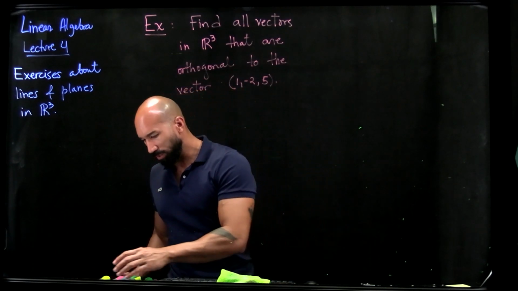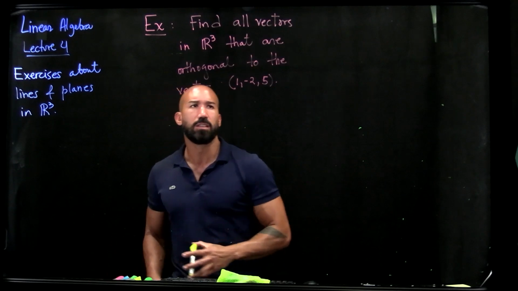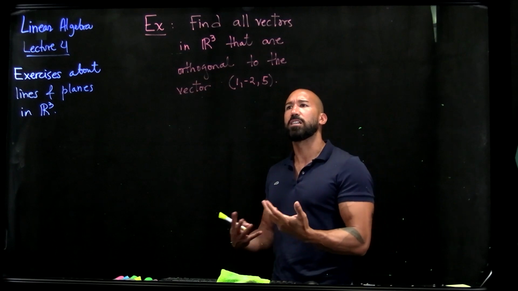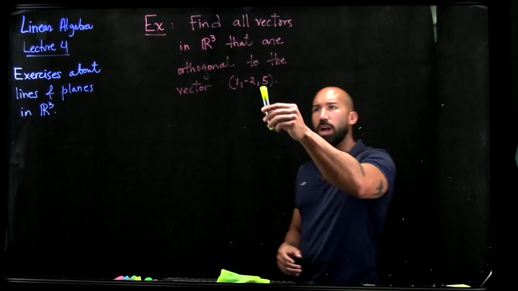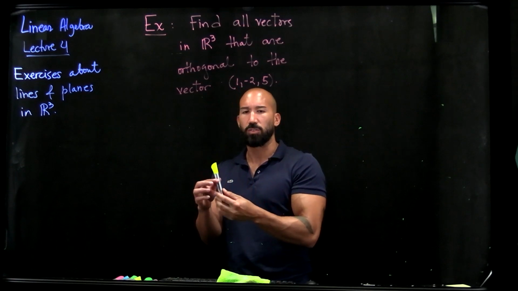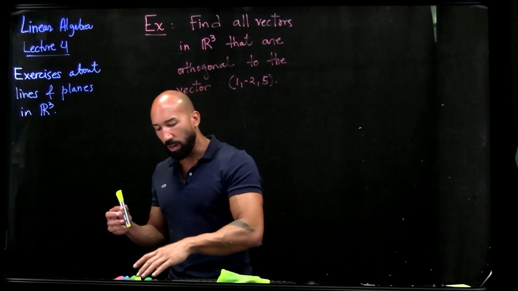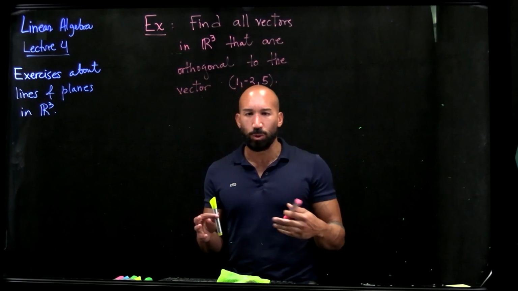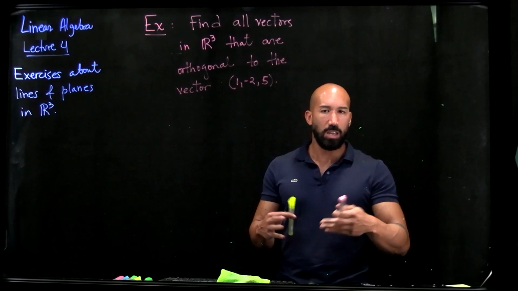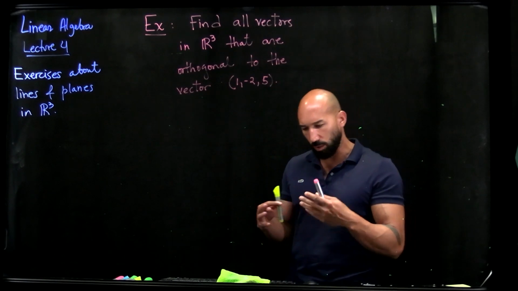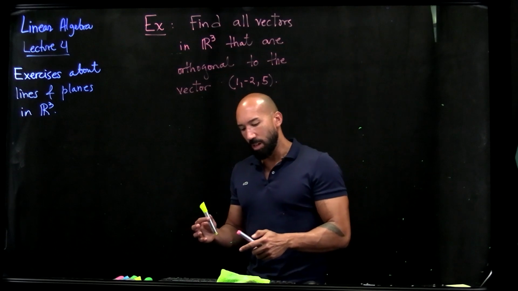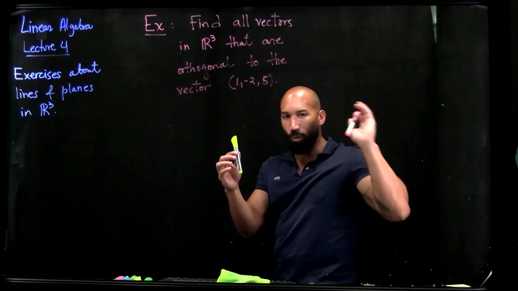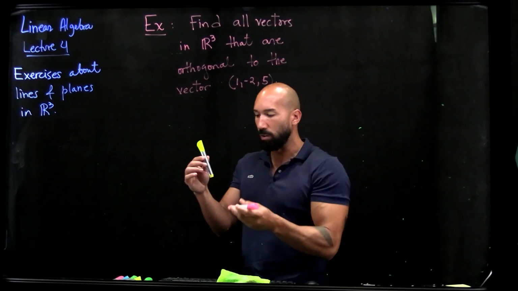So before solving this exercise, let's think a little bit about what this exercise is asking us to do. We have a given vector, and we need to find all vectors that are orthogonal to this one. Well, if that vector is the zero vector, we know that it is orthogonal to any other vector, including itself. So 0 is one of the solutions to this problem, one of the vectors that we are looking for.